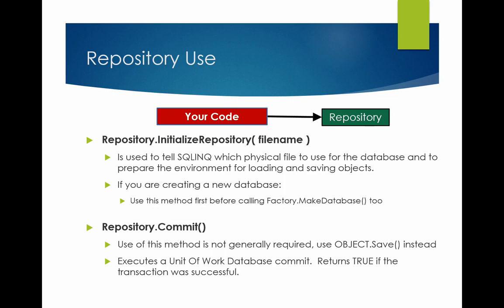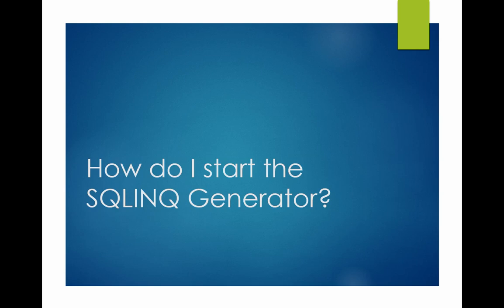If you're creating a new database, as I mentioned before, you initialize the repository, and then you call factory make database, which will construct all the tables. And if you want to do a unit of work, which again I've mentioned before, you're not obligated to use units of work, but basically you go to the repository and you do a .commit. So how do I start the SQLINQ generator?